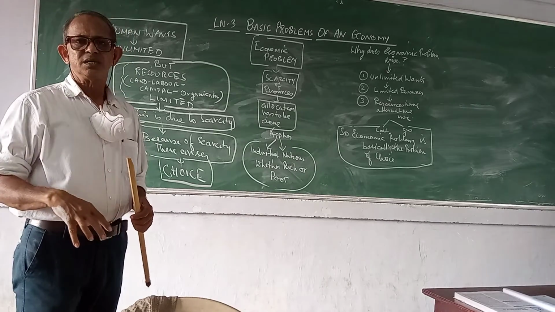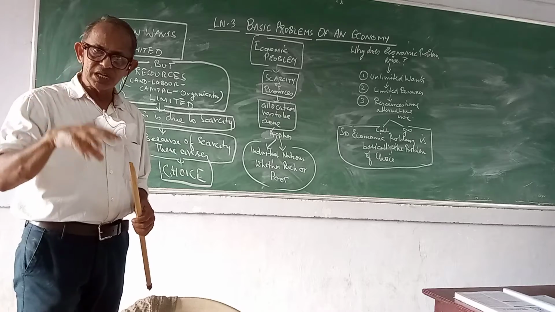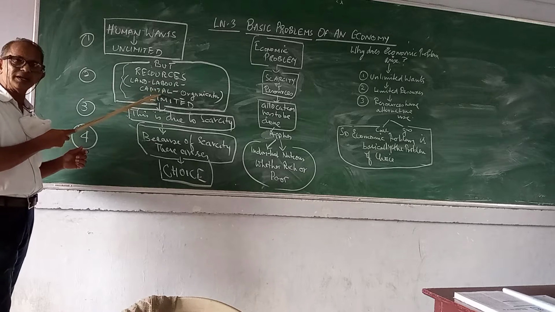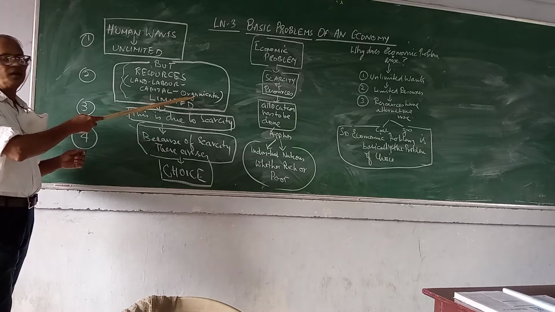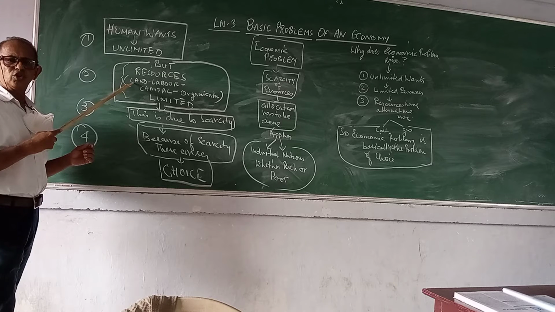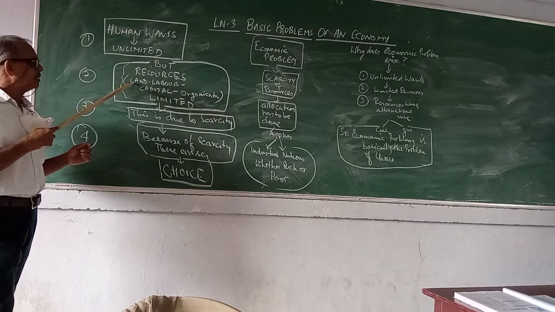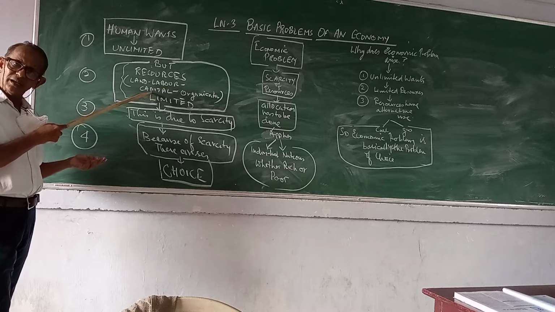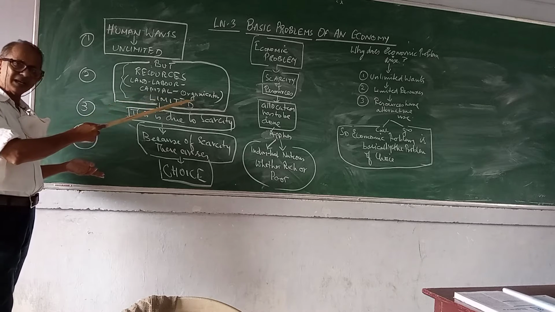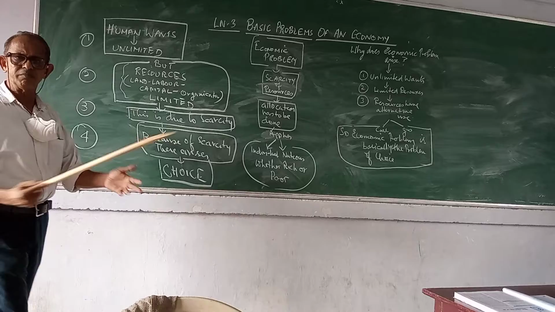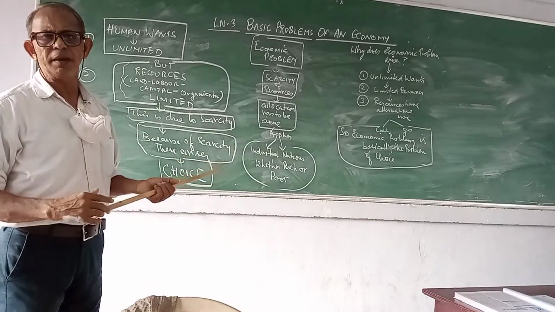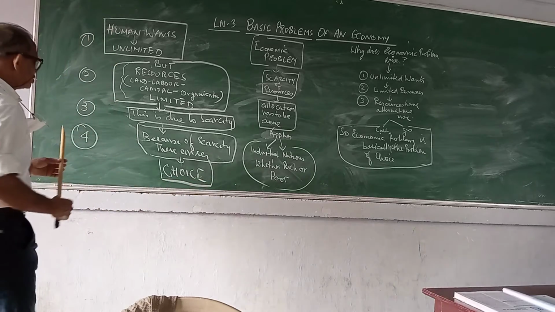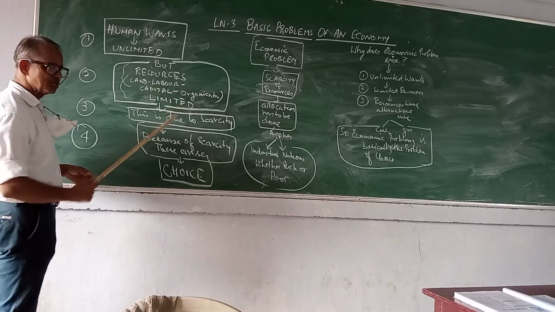Likewise, for an economy, resources are limited in the form of land, labor, capital, and organization. Land is limited. You cannot keep on expanding the land. Labor is also limited. Capital is also a resource, and it is limited. Organization has a specific number of people. It cannot keep on increasing people, so the limitation is set for an organization also. So resources in the form of land, labor, capital, and organization are limited.